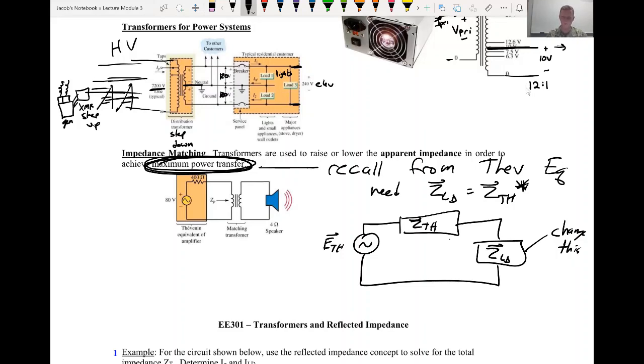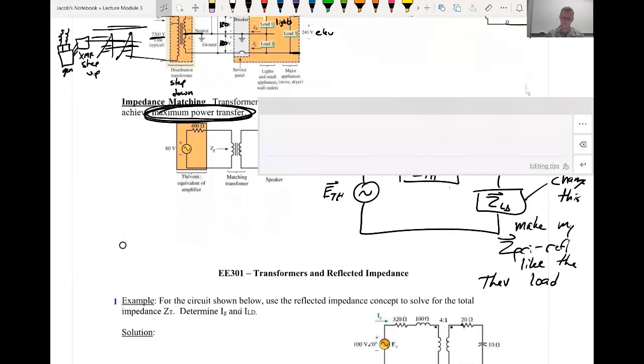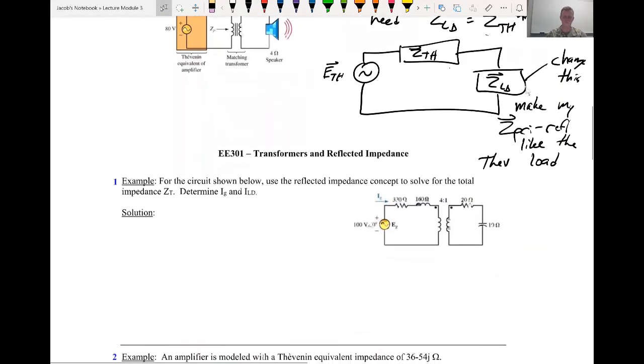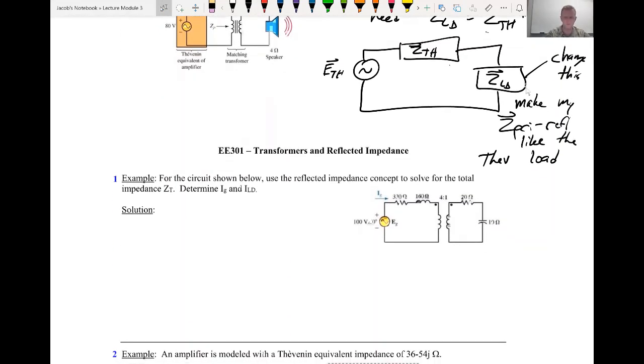Well, if I have a transformer, then what I can do is I can treat it like a Thevenin equivalent, and I can make my reflected impedance Z primary reflected like the Thevenin load. And if I treat it as the Thevenin load, then I'm going to set it equal to the complex conjugate of Z Thevenin. So let's just practice with reflected impedance before we try to achieve max power.